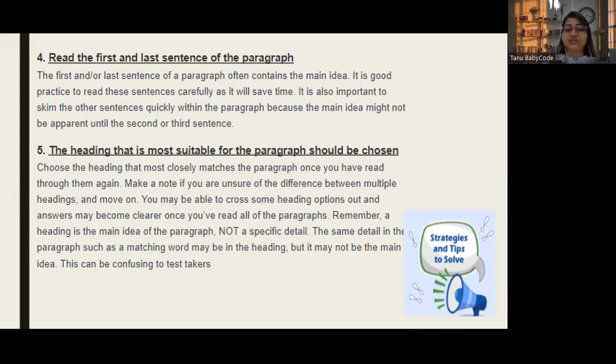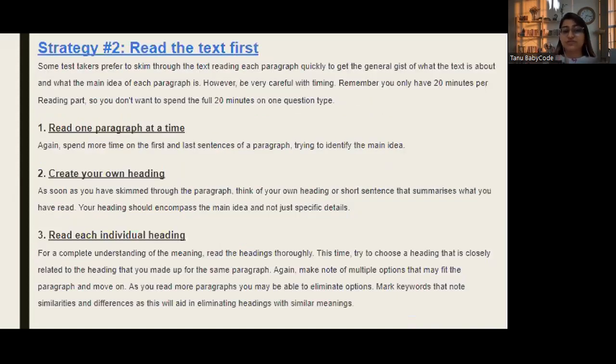So the same detail in the paragraph, such as a matching keyword, may be in the heading, but may not be the main idea. This can be confusing to the test taker. Do not look for only a specific detail or a keyword. Look at the main idea of the paragraph by reading all the questions at the very first step, right? So apply this strategy, read the question first.